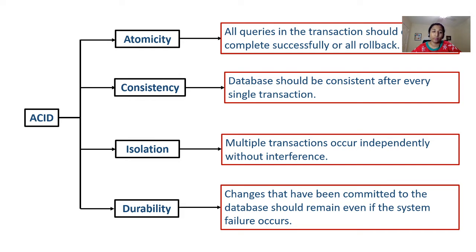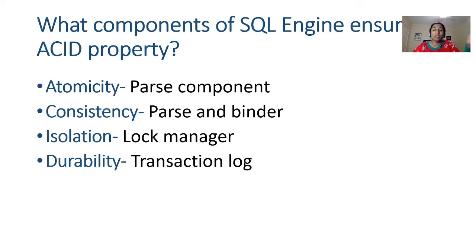That's isolation. D stands for durability. Once the transaction is successfully completed, all the data that has been modified in the database should be permanent. For example, if I restart the SQL Server later, all the committed data should remain in the database without any data loss. That's durability. So what components of the SQL engine will ensure these ACID properties of a transaction?